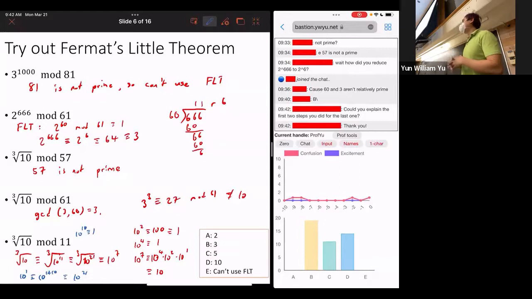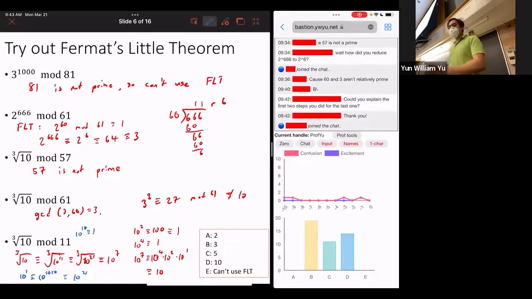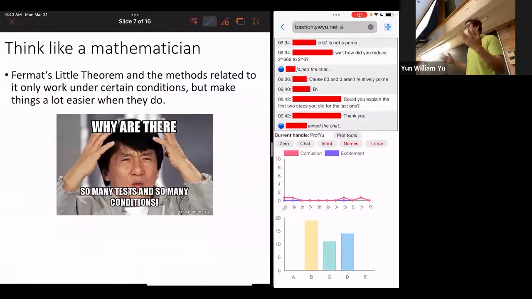Okay, but anyway, I gave you a lot of trick questions on this one. It seems like quite a few, whereas in the past, usually the algorithm I gave you would work for the problems that you're dealing with, right? But that hasn't been the case. And that's one of the things that mathematicians care about a lot, is really thinking about when things work. When does a particular algorithm work? So Fermat's little theorem and the methods related to it only work under certain conditions. When they work, things are a lot easier, but they don't always work.